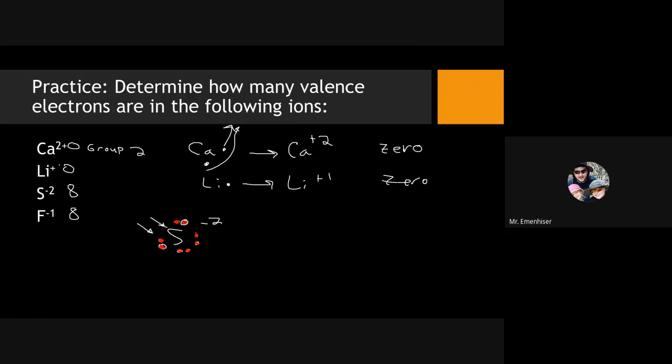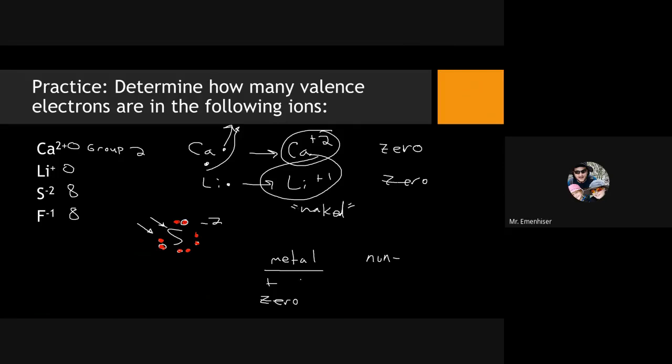So essentially this, for metals, they're going to be positively charged, and they're going to have 0 valence electrons when they're done. When they look like this, I call them naked. No dots. Naked ions, okay? And then nonmetals are going to be negatively charged, and they're going to have 8 electrons.